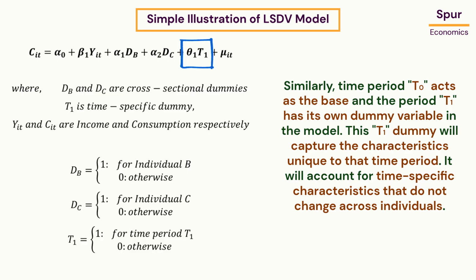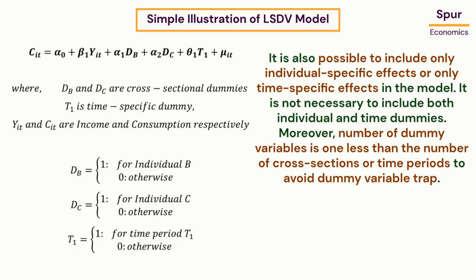This T1 dummy will capture the characteristics unique to that time period. It will account for time-specific characteristics that do not change across individuals. It is also possible to include only individual-specific effects or only time-specific effects in the model. It is not necessary to include both individual and time dummies.